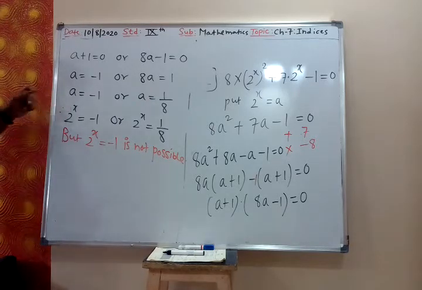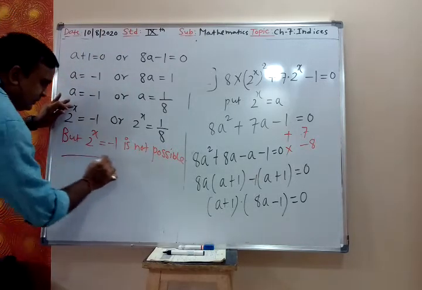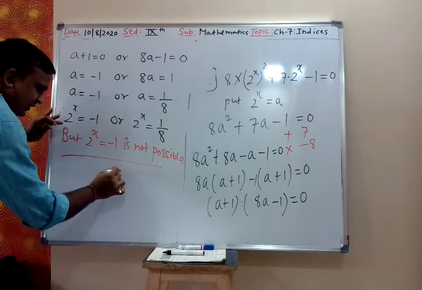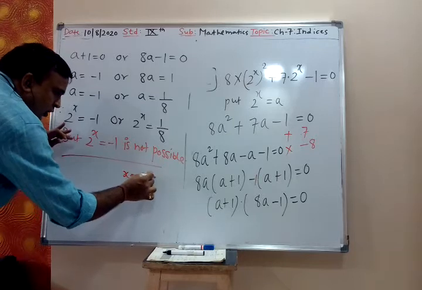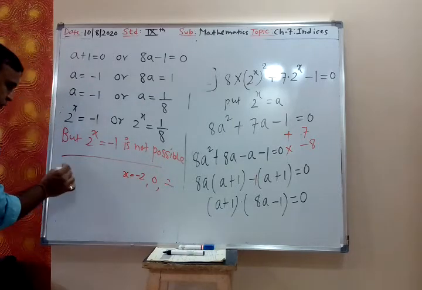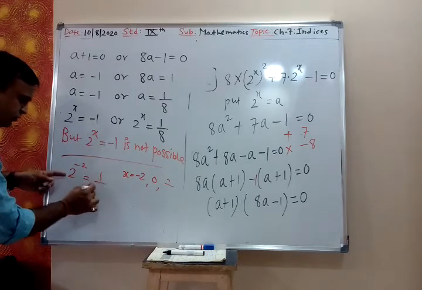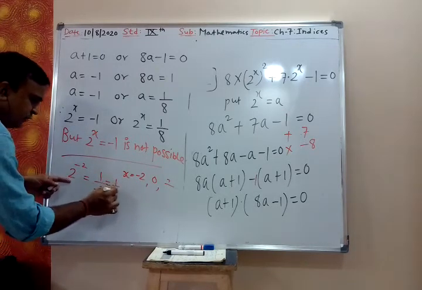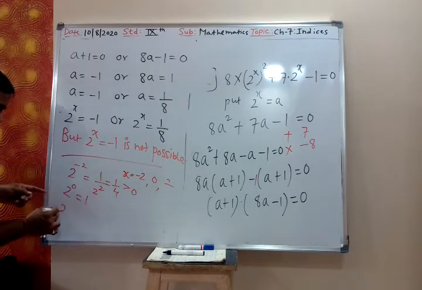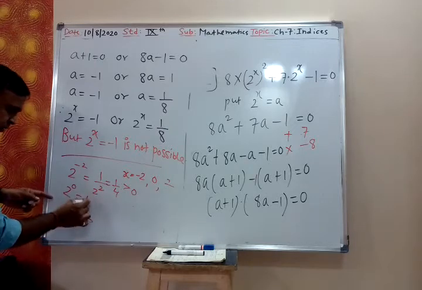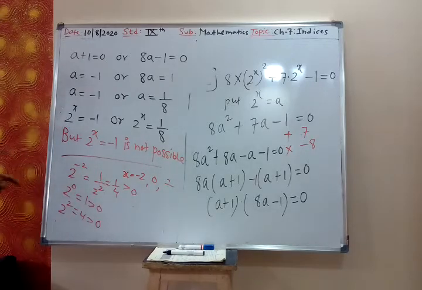This x value, see here, for example, now let me explain this part. Suppose x can take negative value, minus 2 or 0 or 2. What is 2 raised to minus 2? 2 raised to minus 2 I can write 1 upon 2 raised to 2, which is 1 by 4. What is 1 by 4? Positive. 2 raised to 0 will be 1 and 2 raised to 2 is 4.